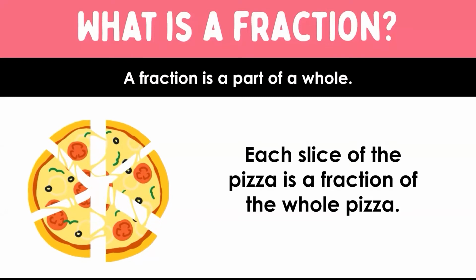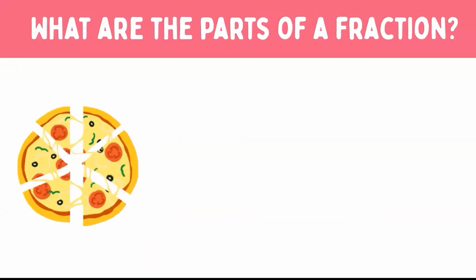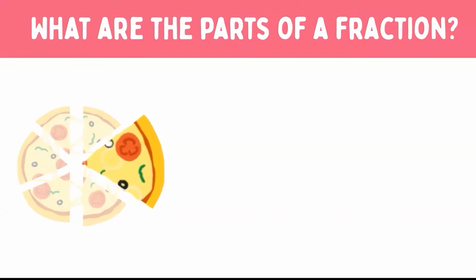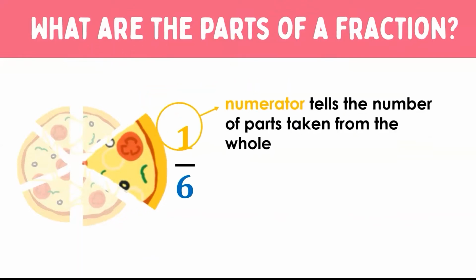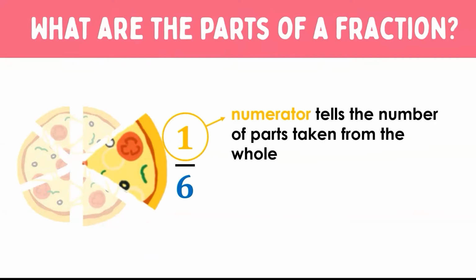Now, if you take a closer look at each slice, this one for example. This slice is 1/6 of the whole pizza. This one on top is called a numerator. It tells us the number of parts taken from the whole.